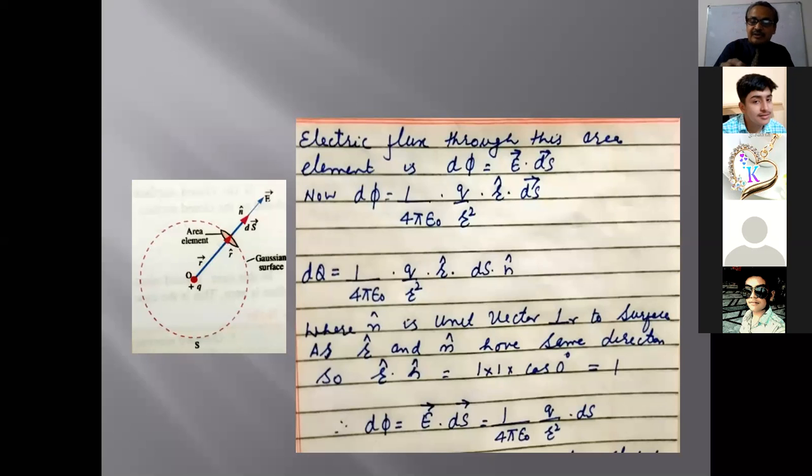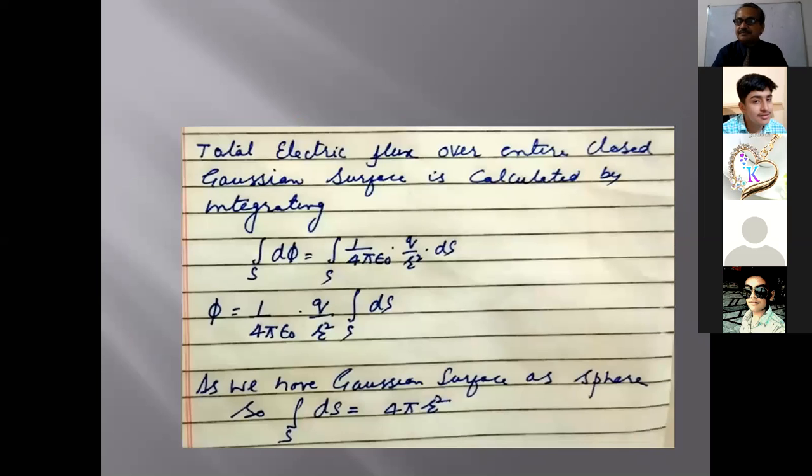This is the unit vector perpendicular to the surface, and clearly because this vector n and r are in the same direction, they are parallel to each other, so the angle will be 0 degree and cos 0 is 1. So d phi will be equal to E ds. Put the value of E and you can go for ds. And this is phi, the total electric flux. We have integrated this, taking the surface integral.